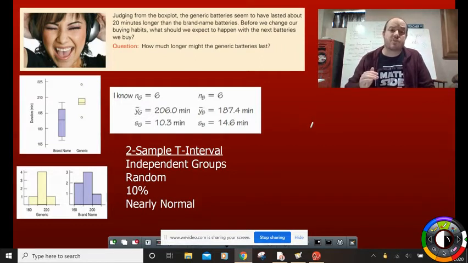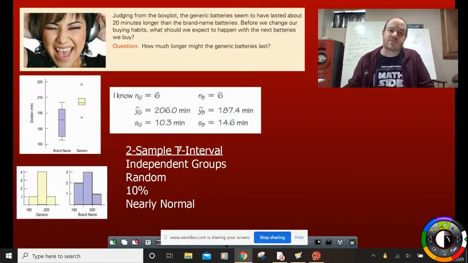Now, notice this question is not asking us to test the idea of 20 minutes or longer. This question is asking us how long we would expect the difference to be between the generic batteries and the brand name batteries. So how would we go about giving a prediction for what we believe to be true of the population? This is a confidence interval. So we're actually going to do a two sample t interval here.